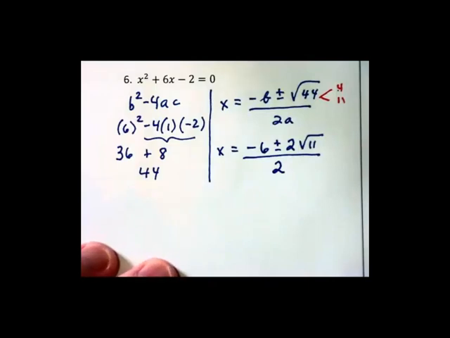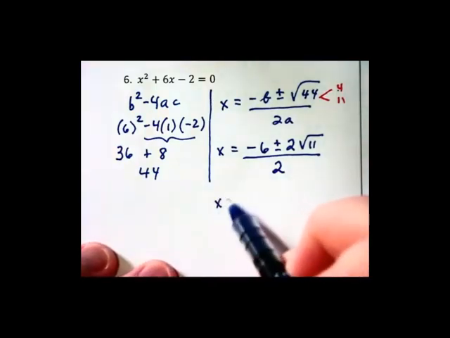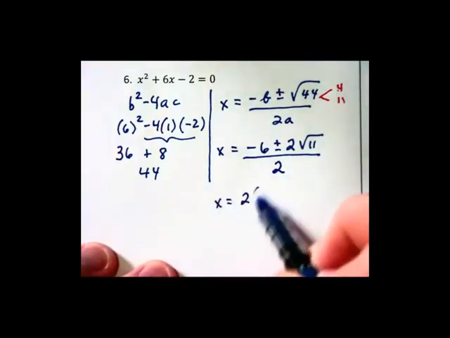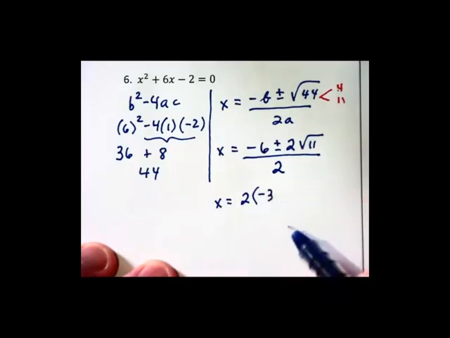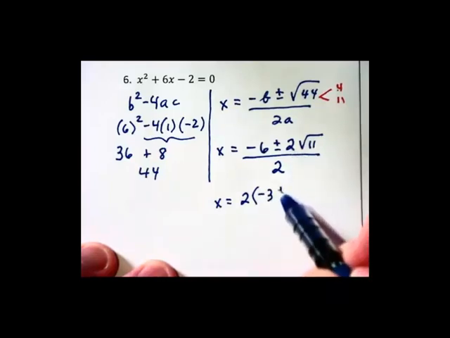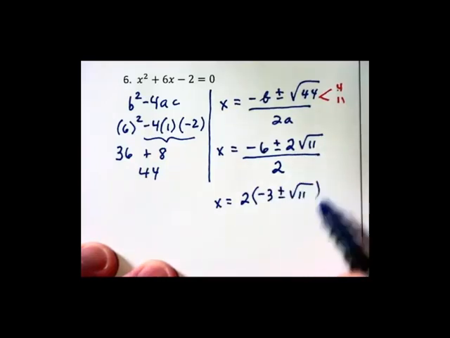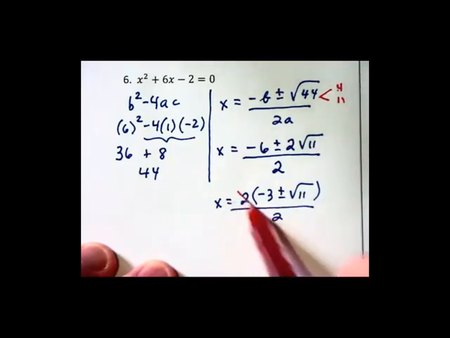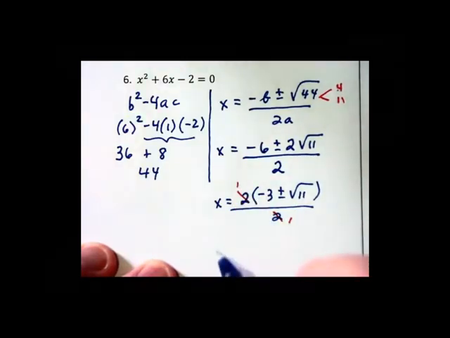And we talked about how to reduce this. We must factor out a 2 from the numerator, leaving us with a negative 3, and the 2 divides out there, so just plus or minus root 11 all over the 2. And the 2's will then cancel, and we can write our solutions as negative 3 plus or minus the square root of 11.